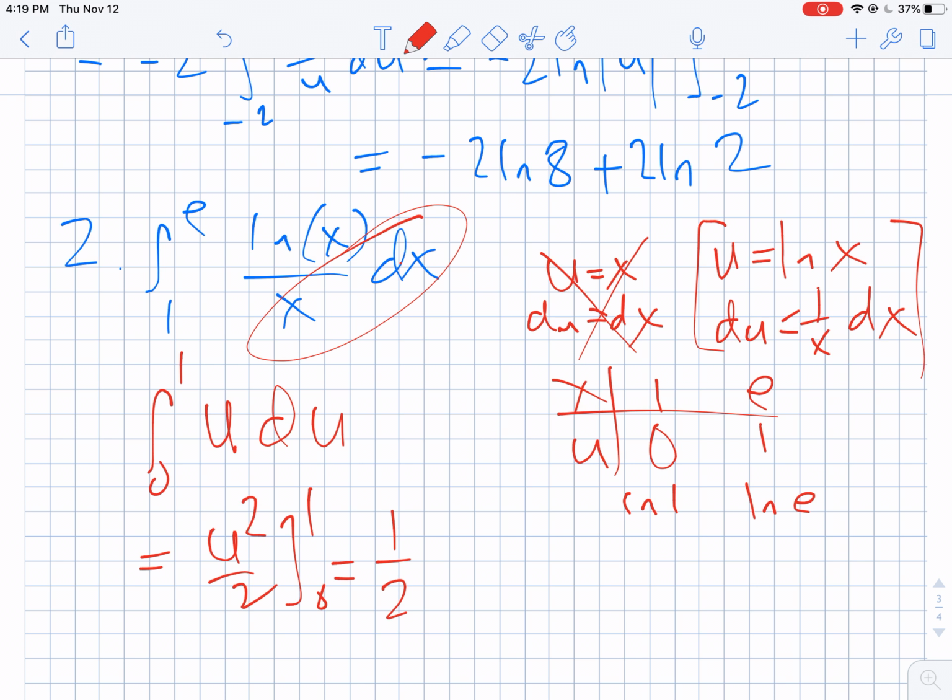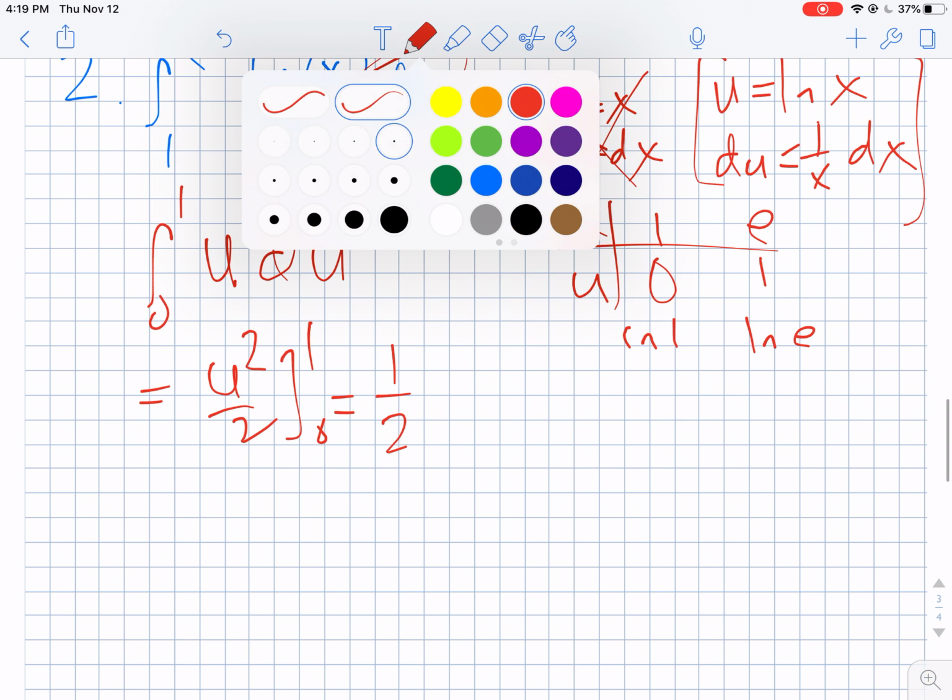Okay, cool. So that's a tip. Remember, the derivative of ln is 1 over x. That'll help you on a problem like this. Okay, let's get to the third problem.